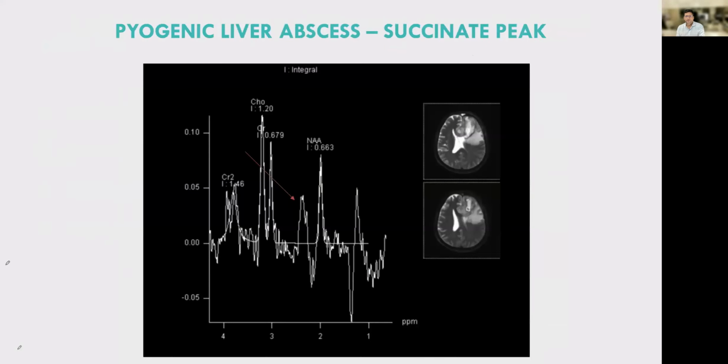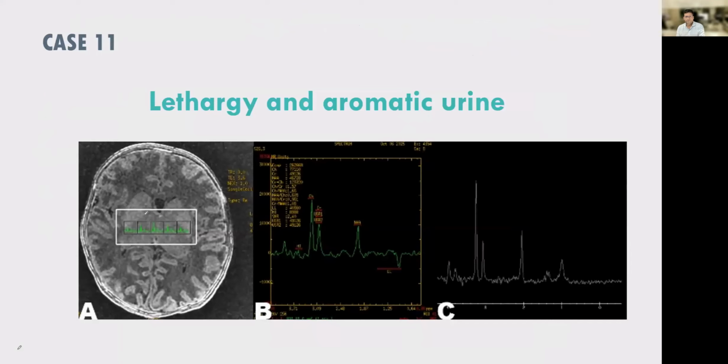And what is the peak you are seeing here? Succinate, very good. So this is a beautiful succinate peak which we have diagnosed recently. This is from our own gallery. And this I already showed this case once again: lethargy and aromatic urine and swollen thalamus, MSUD.